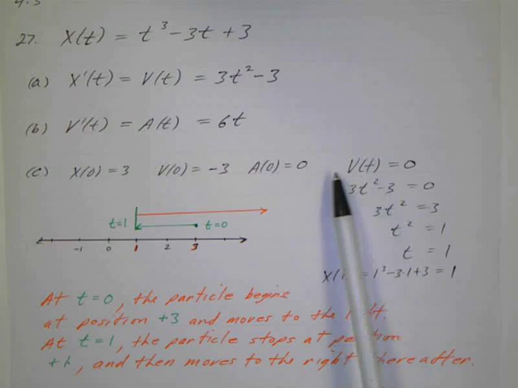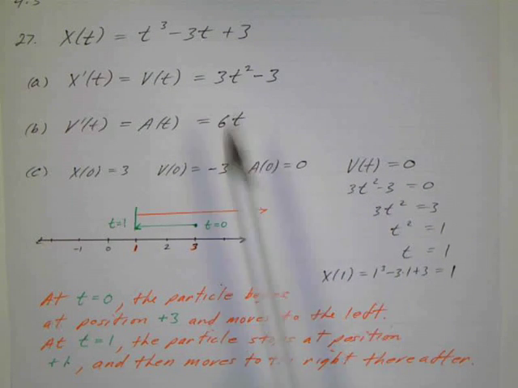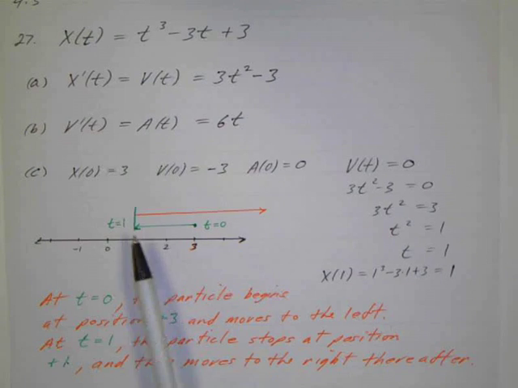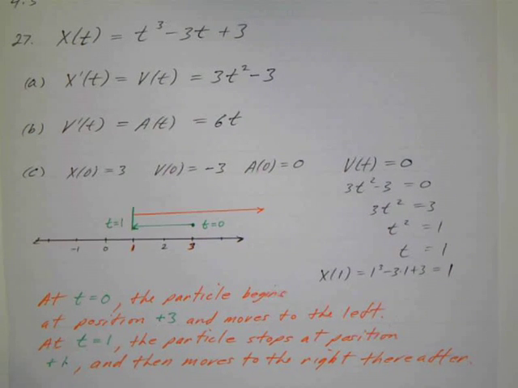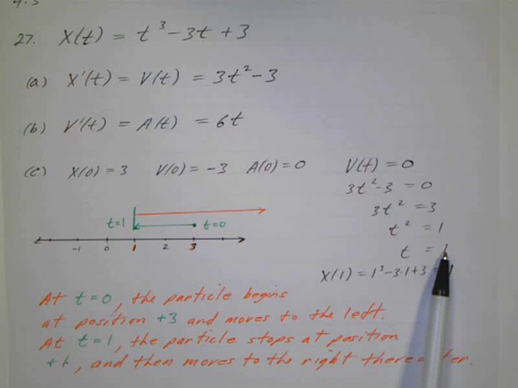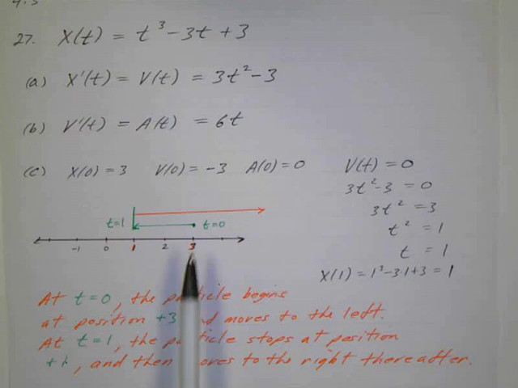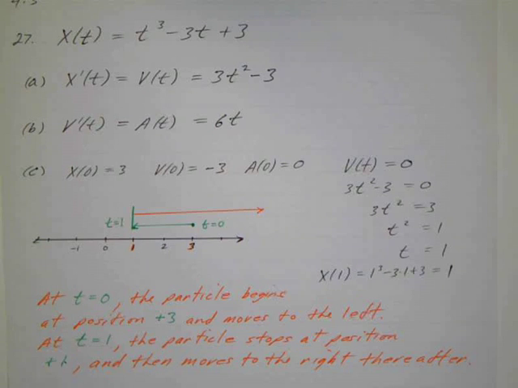Now, where do I stop? Well, that's when the velocity is 0, so I just set this equal to 0, and I end up with t equals 1. So actually I stop after 1 second. Now, where do I stop? I put that back in the position function, and I get 1 cubed minus 3 times 1 plus 3, and that just ends up being 1. So I stop at position 1 after 1 second.